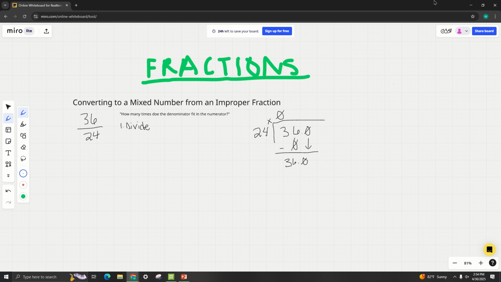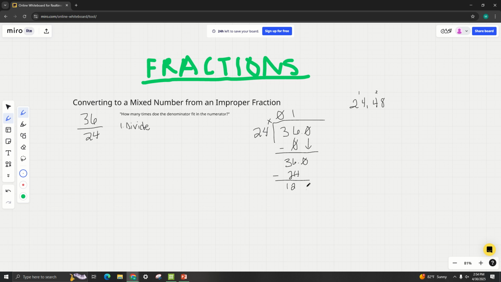So 24 into 36, let's skip count. 24 plus another 24 is going to get me 48, and that's already larger than 36. So we know 1 24 will fit inside of 36. So we'll put our 1 there, and we just divided. So now we're going to multiply. 1 times 24 is 24. We subtract. 36 minus 24 is 12. And we're going to stop there.